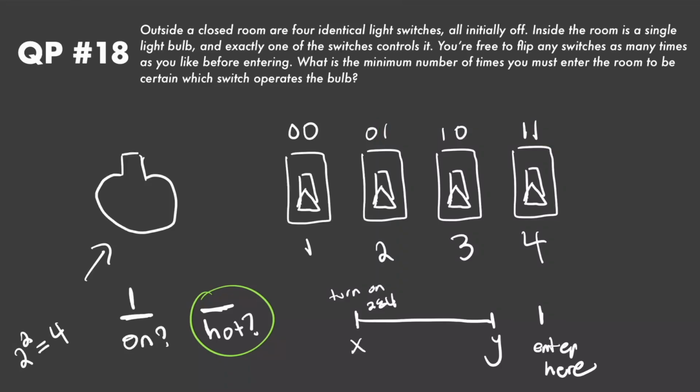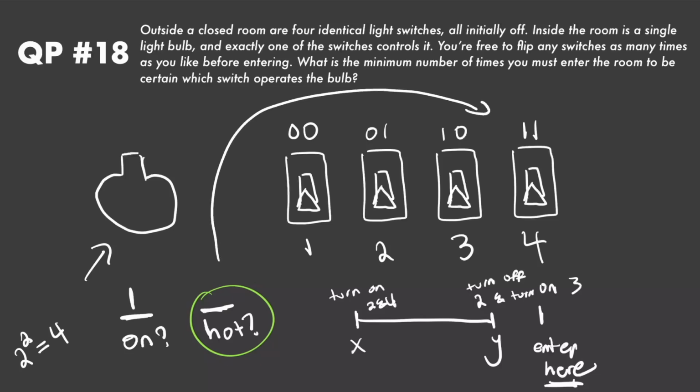Therefore, since the leftmost bit is controlling the on level, I want at point Y all the switches with a 1 here to be switched on, and all the switches with a 0 to not be switched on. So how do I make that happen? Well, I turned on switch 2 over here, but I want it to be off at point Y, so I turn off 2, and then I'm going to turn on 3, right? So I turn off 2 and turn on 3, and this just makes it such that when we enter the room right here and we observe our 2 bits, they're going to exactly correspond to which light switch is the one that controls the light.